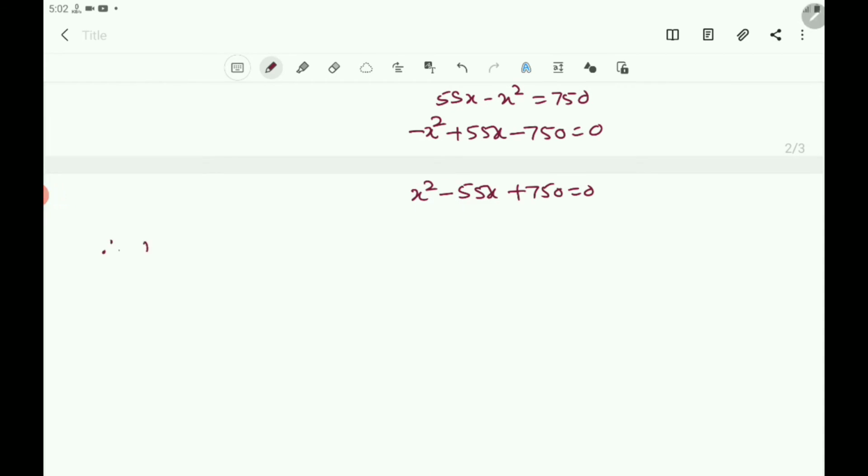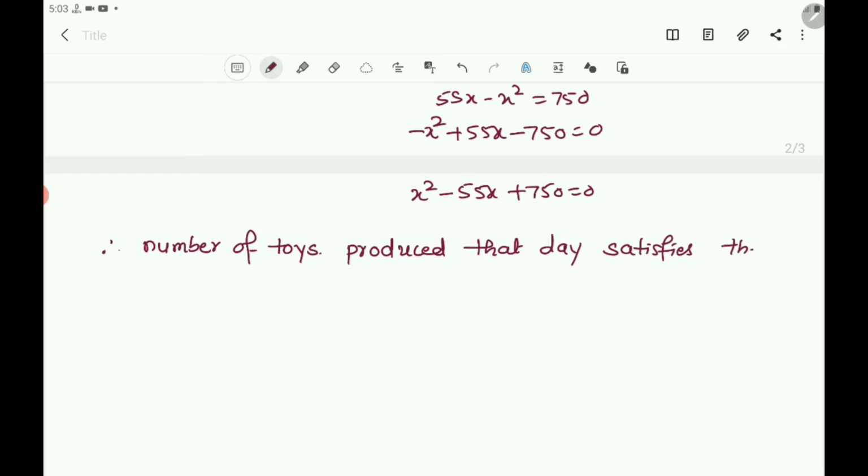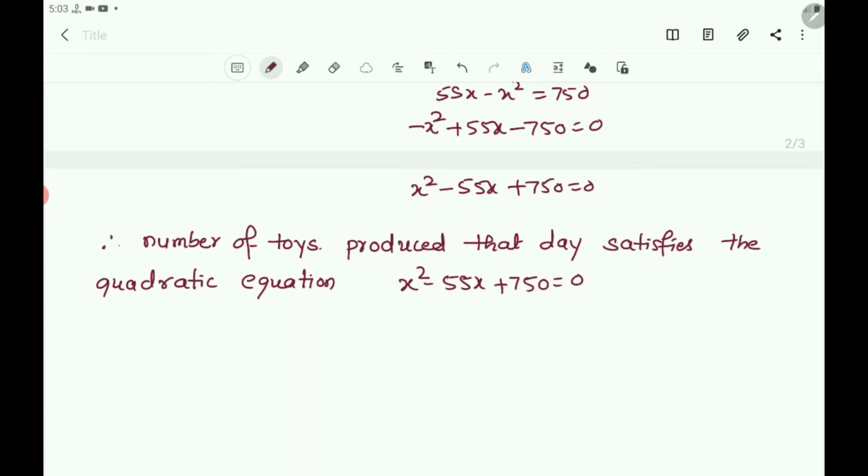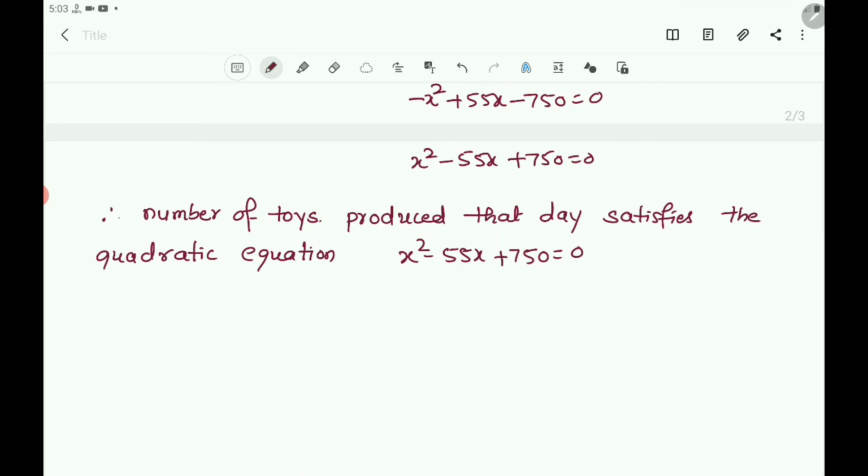Therefore, the number of toys produced that day satisfies the quadratic equation x square minus 55x plus 750 equals 0. This is the required representation of the problem mathematically.